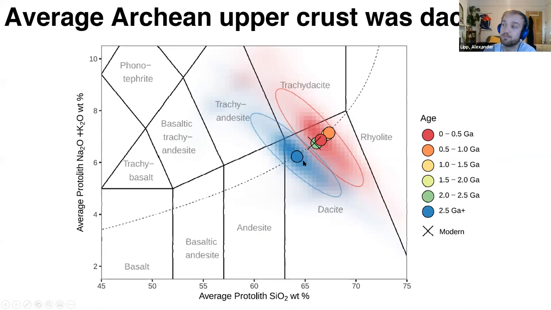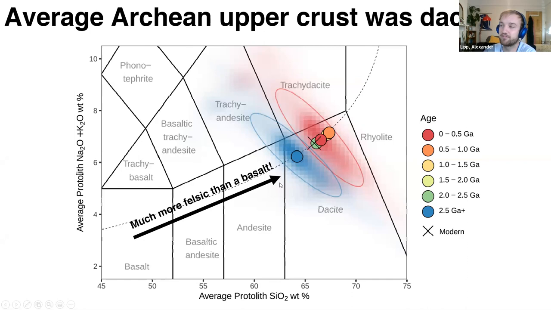And then these other points represent the average protolith for all the other time periods in Earth history, with a big X here being an independent data point, which is the present day composition of the average upper continental crust. As you can see, 2.5 billion years and older represents kind of an outlier from this main cluster, and it is slightly more mafic. But notably, it's not that much more mafic. We're still talking a pretty high weight percent silica rock. It's certainly not a basalt.